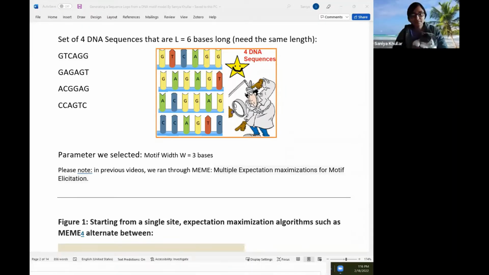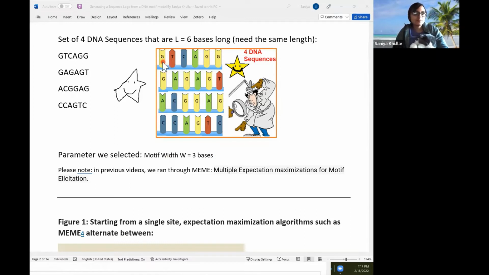Now, what's the logo of this transcription factor binding site? Let's see. What you'll see here is that this is a successful star. But basically, these are the 4 sequences, each 6 bases long, and we chose this parameter.